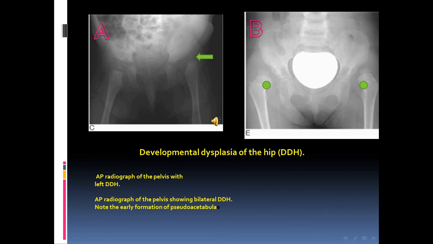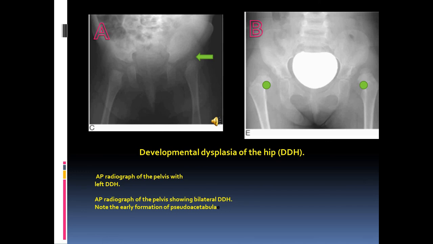We have here two examples. Examples A, in which we can see that there is a left DDH. This is because the abnormal shape of the left hip. If you try to draw the Shenton line, Perkin line, you can detect that the epiphysis is very small and it is at abnormal position, and even the Shenton line, it will be interruptedly drawn.